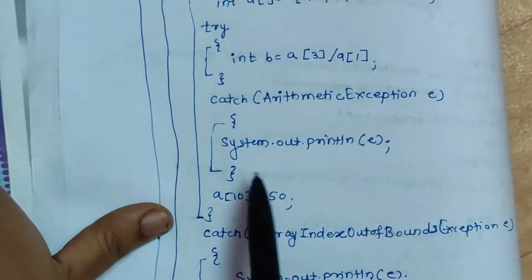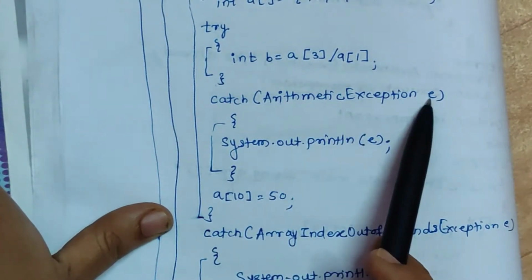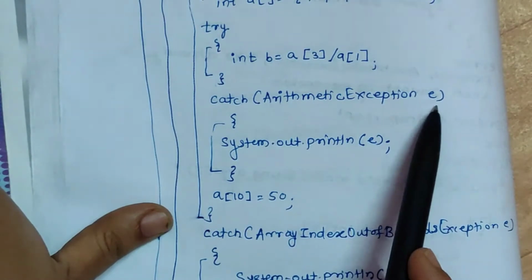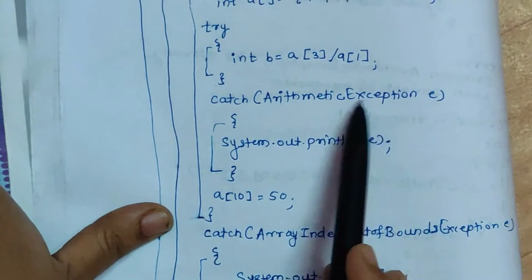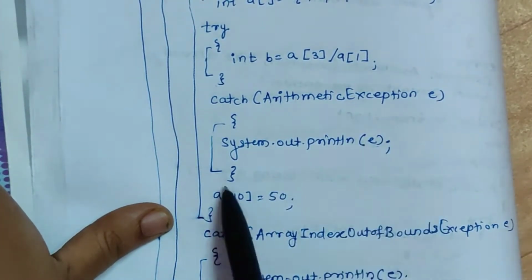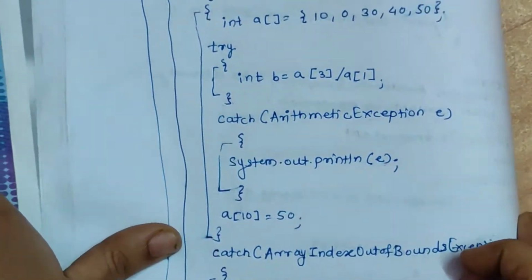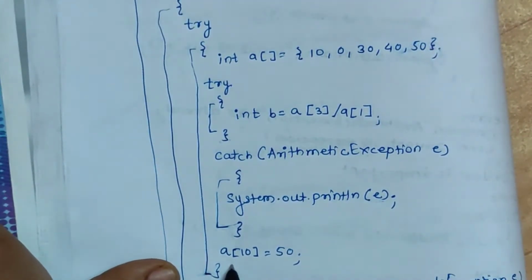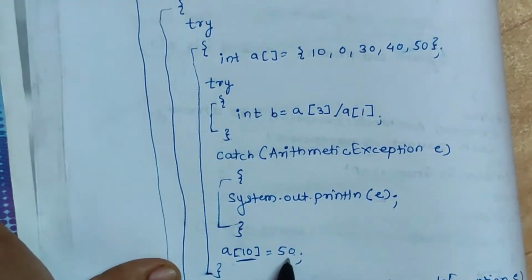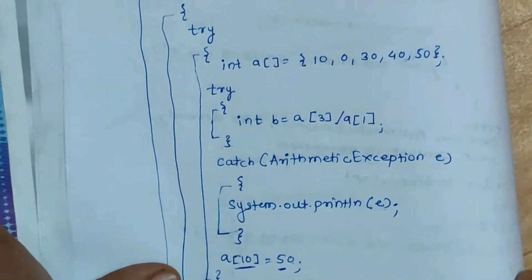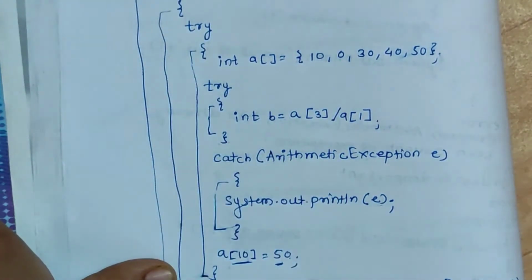Then next is another catch block here. In this catch block we are catching this exception. If there is an exception in this try block, that will be caught in this catch block, and we are displaying the exception. So you can see here this catch block is related to this try block, and again out of that we have defined a of 10 equal to 50. That is, we are trying to access the location which is not available, so it will generate array index out of bound exception. And here is the end of this try block.